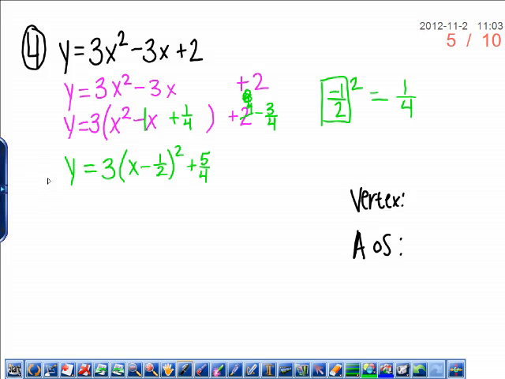What, Shelby? How did I go from this to this? Okay. If you were to factor this, you would get x minus 1/2 squared. But a shortcut so that you don't have to factor each time is this boxed number right here. That boxed number is what this factors into, x minus that squared. Okay? All right, vertex. 1/2, 5/4, axis of symmetry. X equals 1/2.